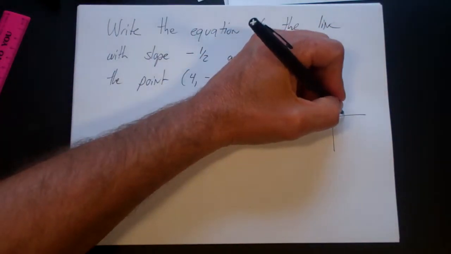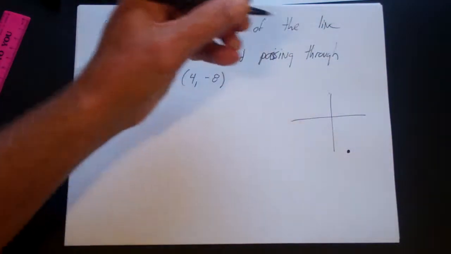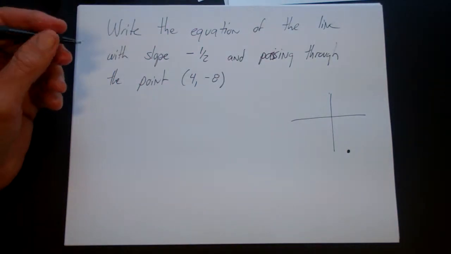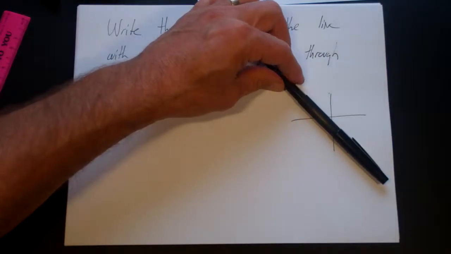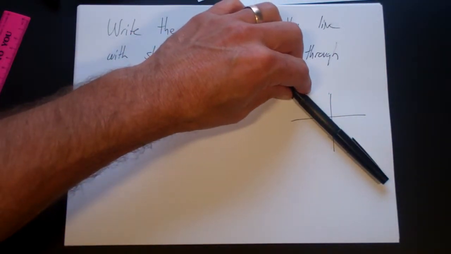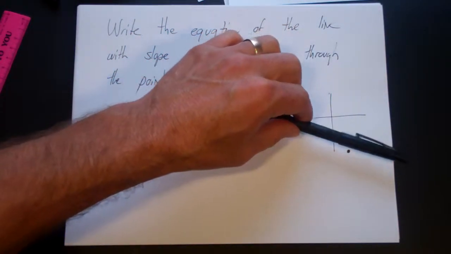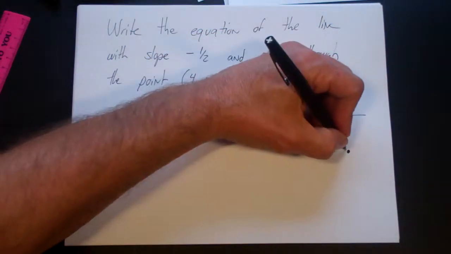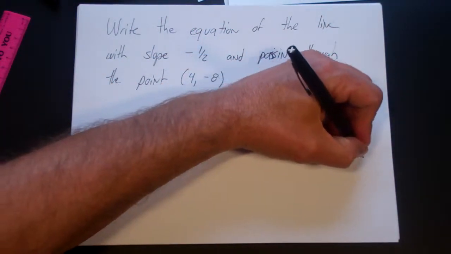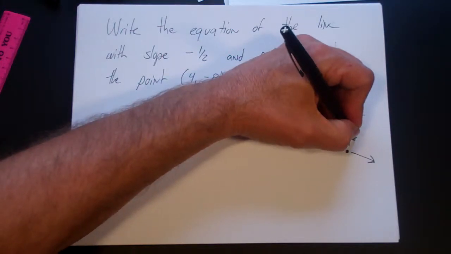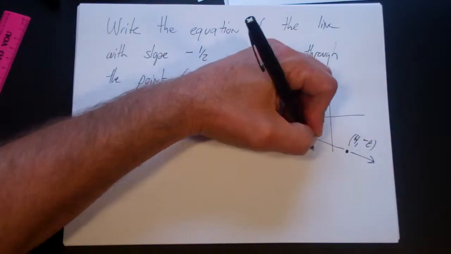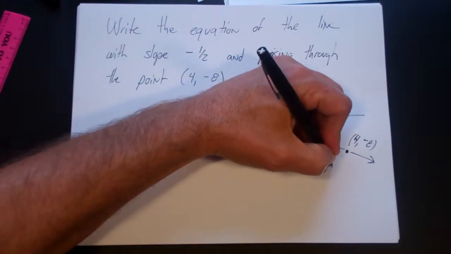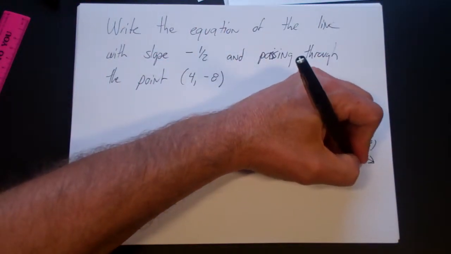4 minus 8 is going to be roughly somewhere like this, right? And then a slope of negative 1/2. A negative slope looks something like this. 1/2 would be down 1 and over 2, so it would be something like that. So this is more or less what our line looks like. This is the point 4 minus 8, and then the slope is minus 1/2.